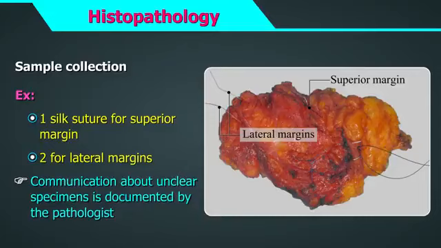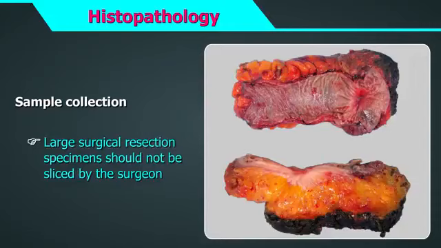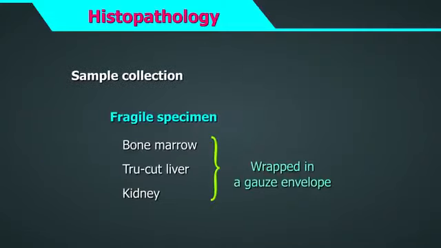Any orientation of the large specimens, if unclear, should be immediately communicated with the clinician and be clarified. Such communication shall also be documented by the pathologist on the request form. Large surgical resection specimens should not be sliced or opened by the surgeon, but sent directly to the laboratory. Small fragile specimens, such as bone marrow or true cut liver or kidney specimens, can be wrapped in a gauze envelope so that they do not disintegrate during transport.